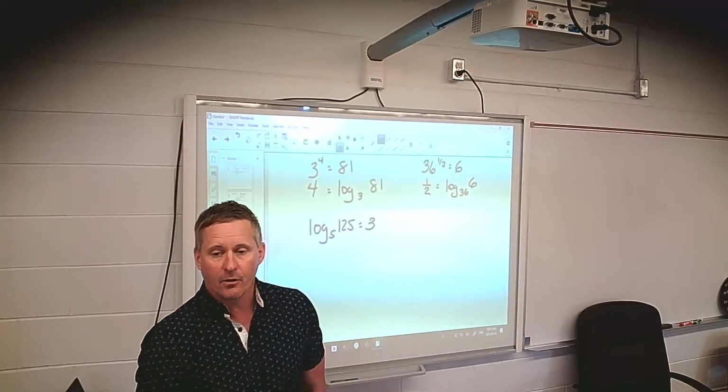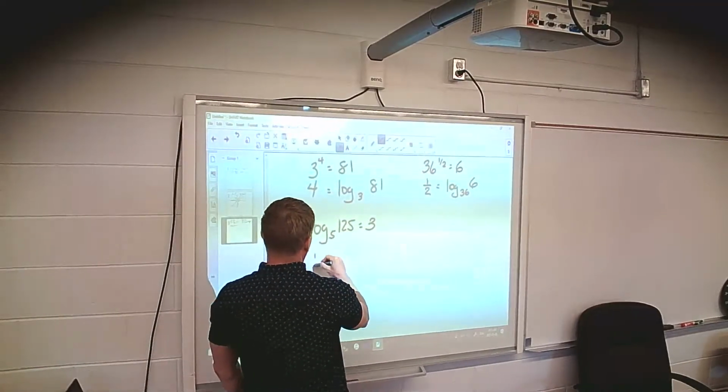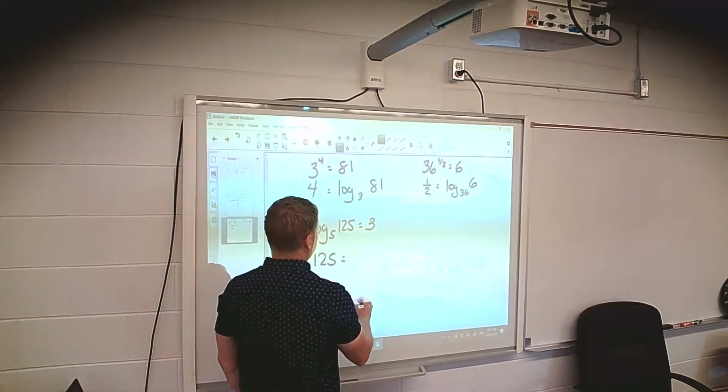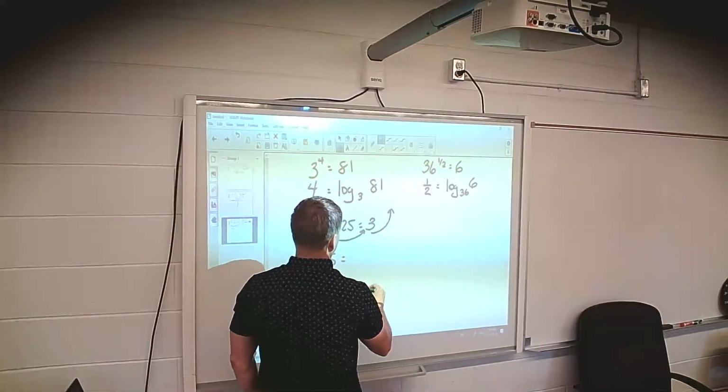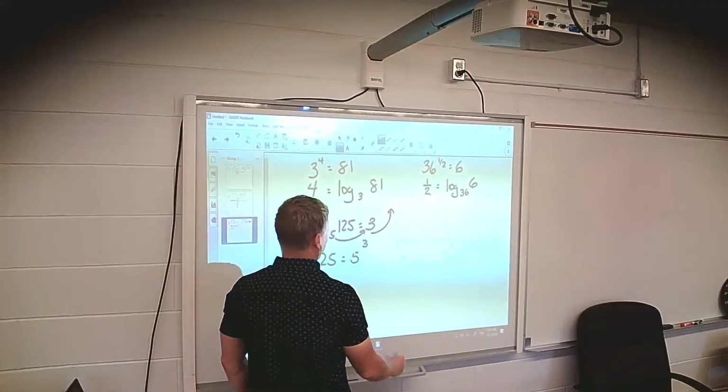To change it the other way, the 125 stays on this side. This moves up, that moves up. 5 to the power of 3.